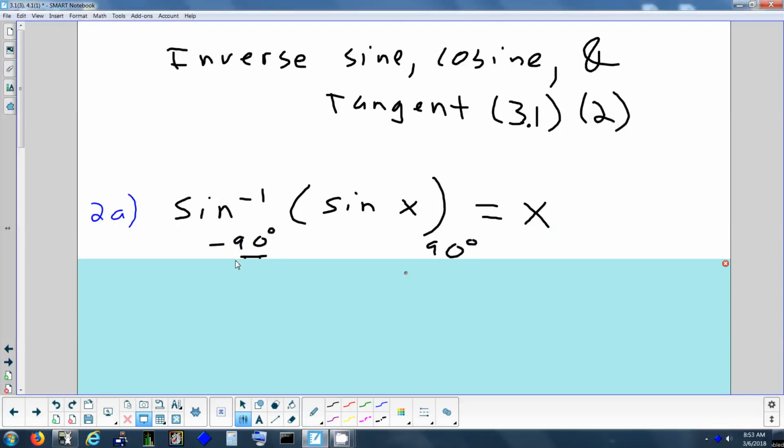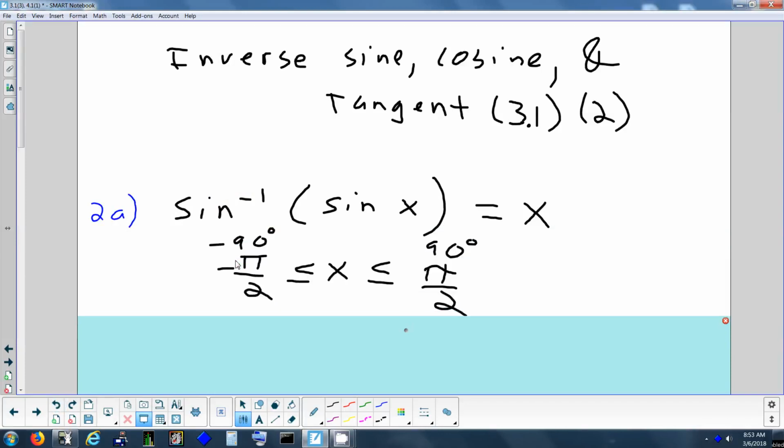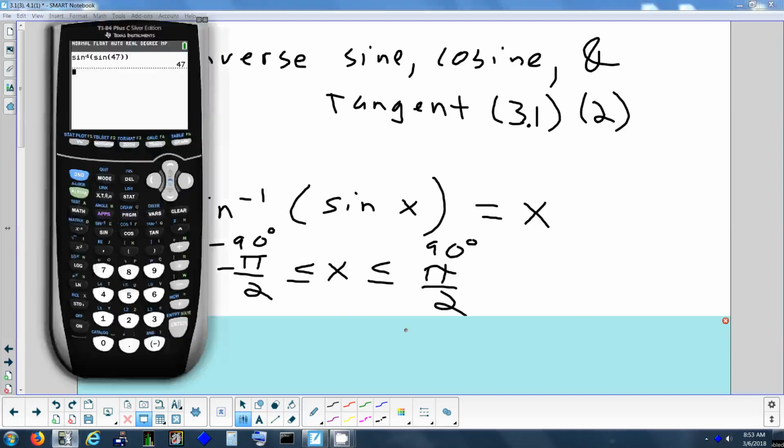In order for it to work, you have to plug in a number that's between negative 90 and 90. Okay, and we saw that's negative 90 to 90 yesterday. Okay, if you're in radians, it's negative pi over 2 to pi over 2. Okay, so let me show you what happens if you plug something in that's not between negative 90 and 90. Let's try 107. So 107.